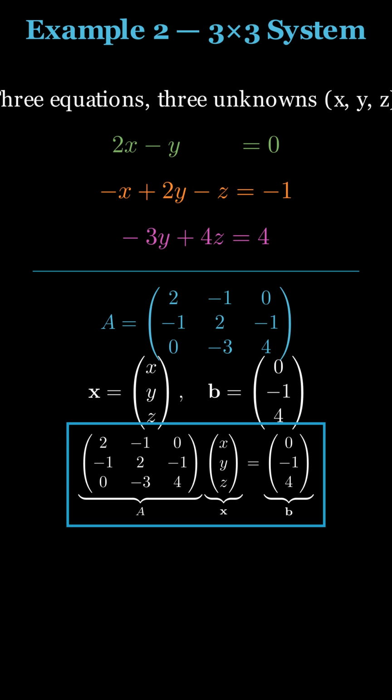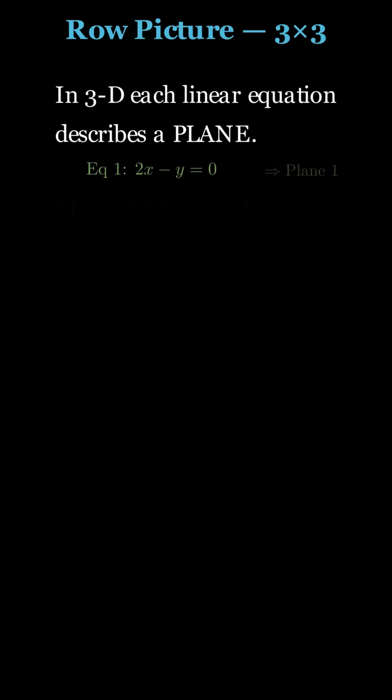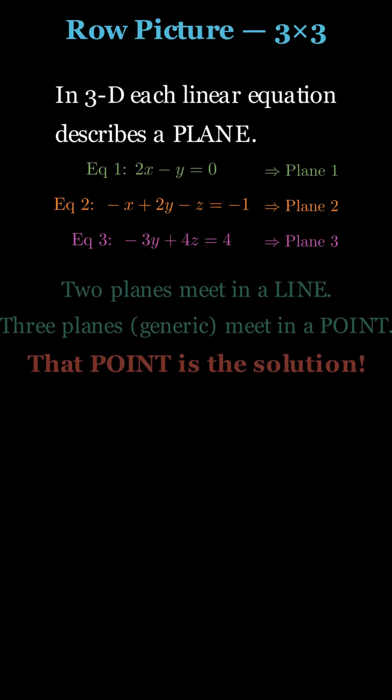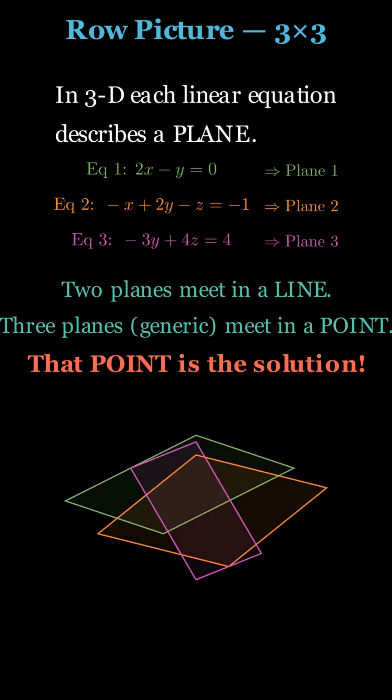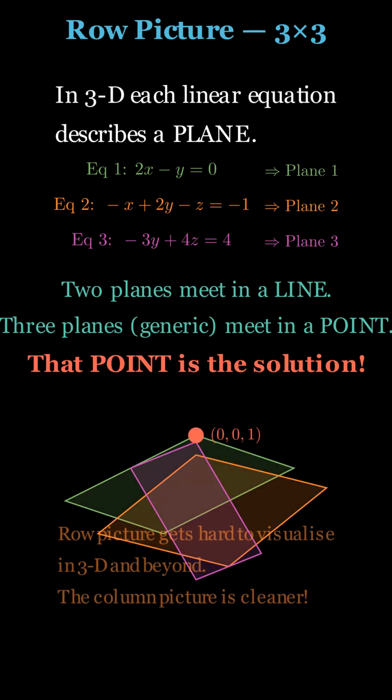Ax equals b. In 3 dimensions, the row picture changes dramatically. Each linear equation no longer gives a line. It gives a plane. Equation 1 gives plane 1. Equation 2 gives plane 2. Equation 3 gives plane 3. Two planes that are not parallel meet in a line. Then that line meets the third plane in a single point. That point is the solution.